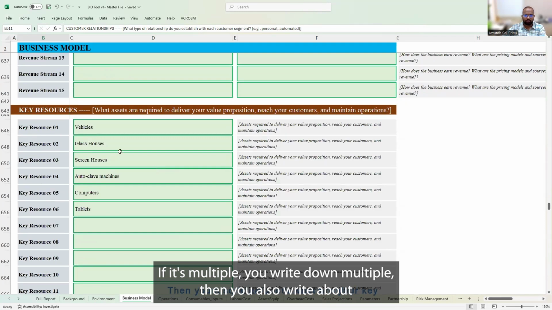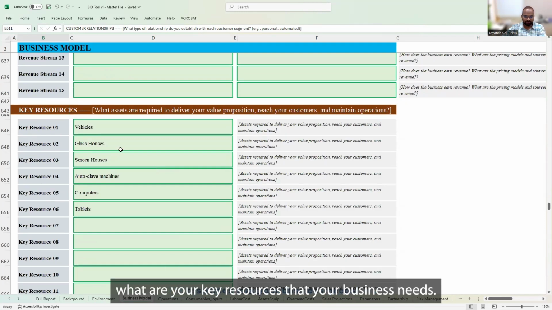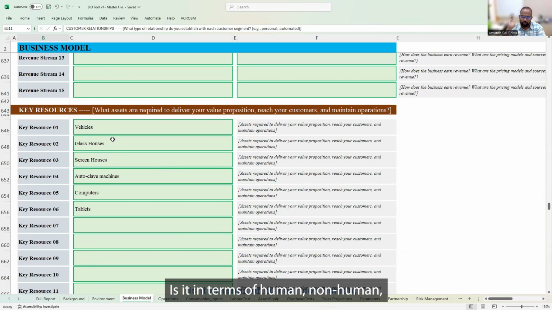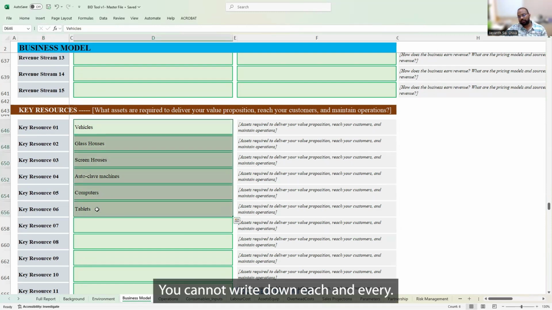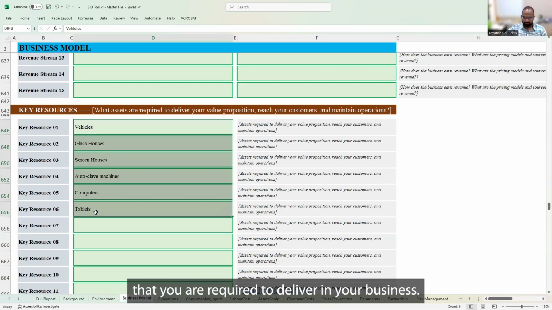Then you also write about what are the key resources that your business needs. Is it in terms of human, non-human, technical, non-technical, tangible, intangible, any sort of key resources your business needs, write them down. You cannot write down each and every resource that is there, but try to write down as many key, top, most important resources that you require to deliver in your business.